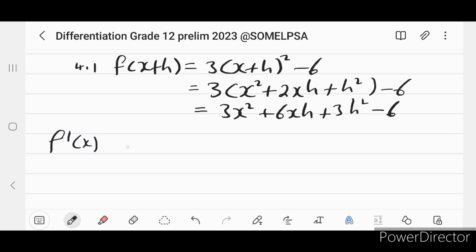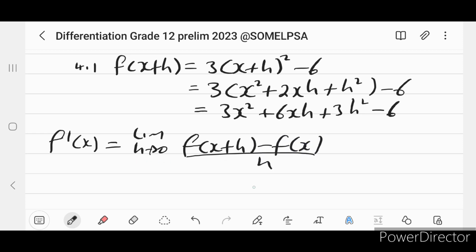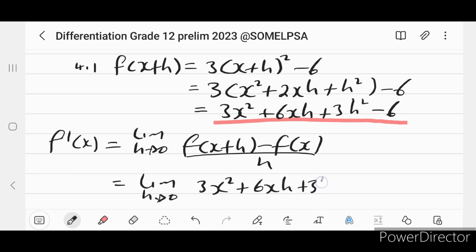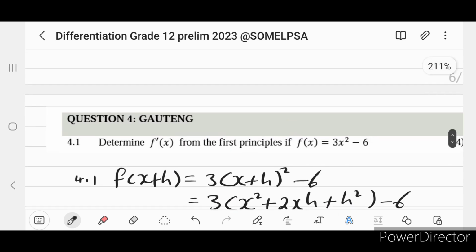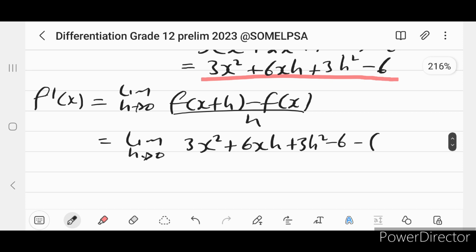So the derivative equals the limit as h approaches 0 of f of x plus h minus f of x all over h. So limit as h approaches 0 of f of x plus h, which is 3x squared plus 6xh plus 3h squared minus 6. Then we minus f of x, which is 3x squared minus 6, over h.